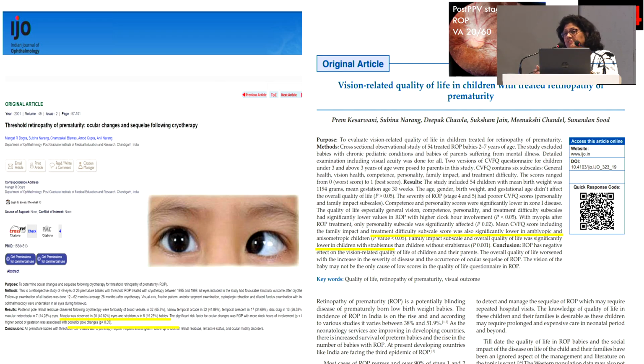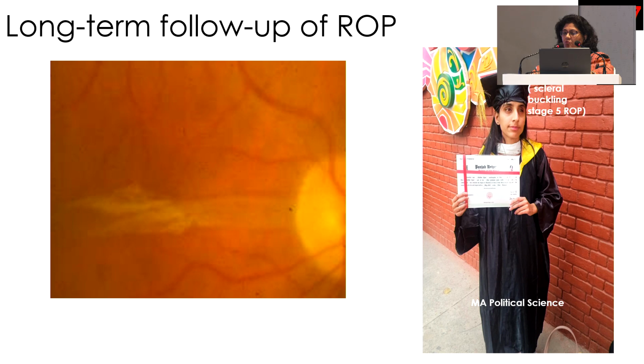And the story does not end there. It's a long way. ROP babies are friends for life. They could have other problems like myopia in the long term, more incidence of cataract, more incidence of glaucoma. So once you see an ROP baby, for a lifetime you have to see that baby for other sequelae of ROP.